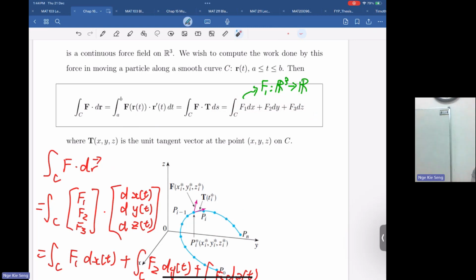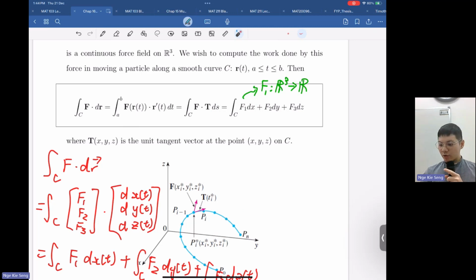F1 is the work done in the x direction. So of course, only when you change in dx is this work done. F2 times dy, because F2 is the force you apply in the y direction. So only when you have a change in y do you have the work done. Similarly in the z direction. So this formula actually makes sense. Any question about this?